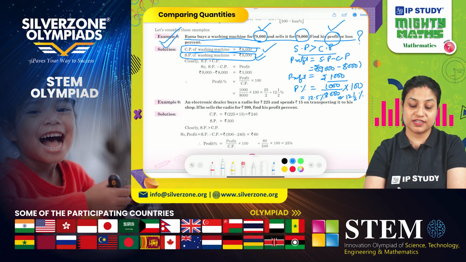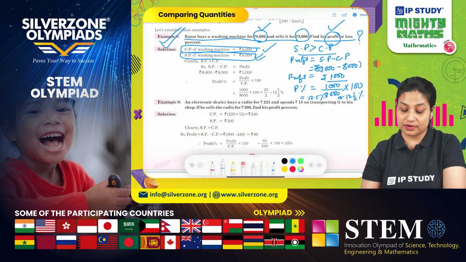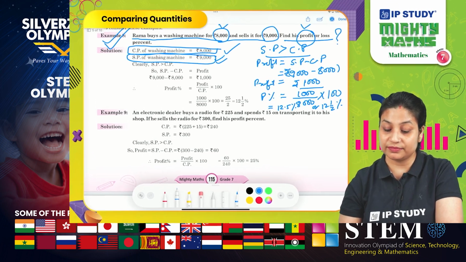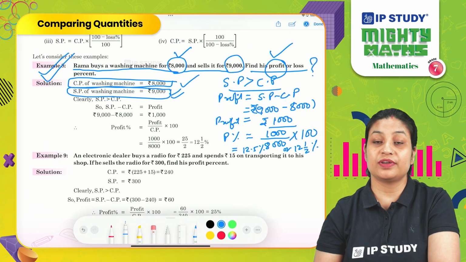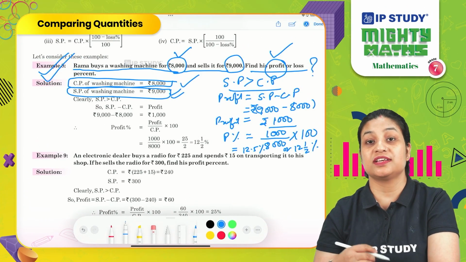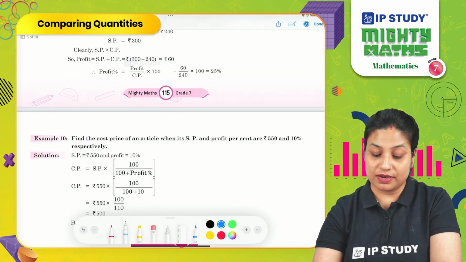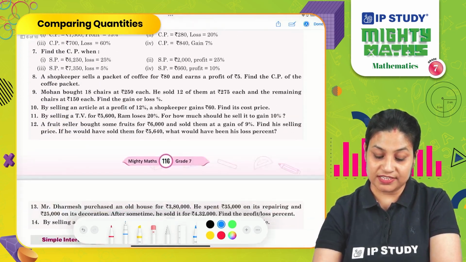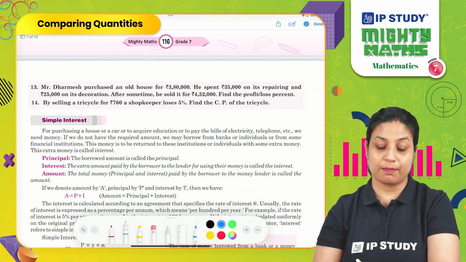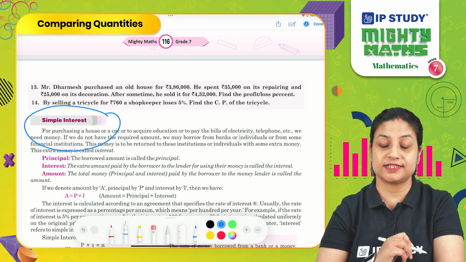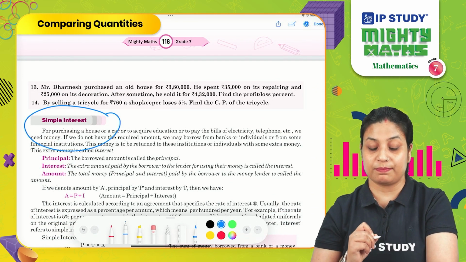So I hope this example is clear to you. I hope you have understood this example. So student, this is how we are going to do questions based on this concept. Now let's move on to the next topic and see what is there. The next topic is simple interest. This is a very interesting topic, dear student.